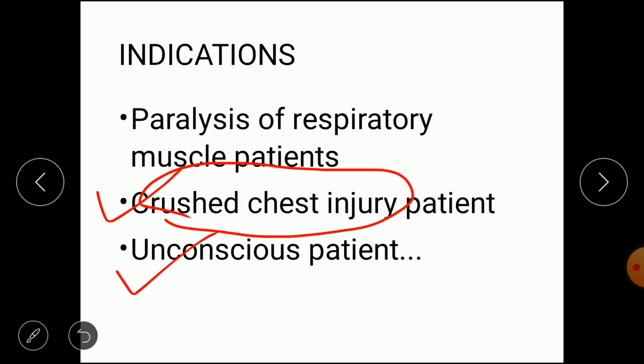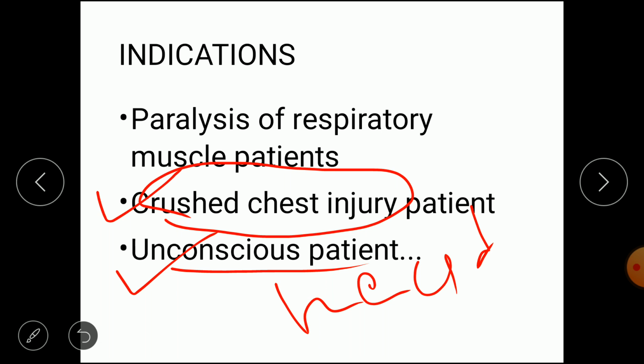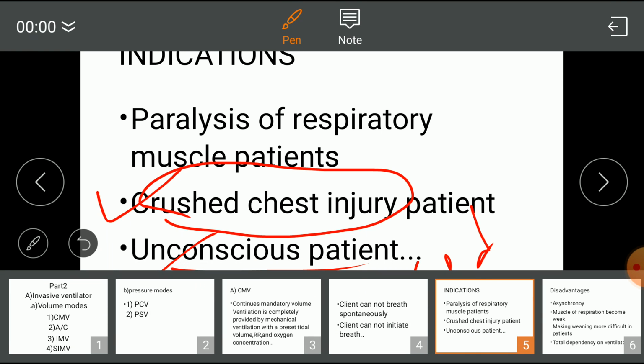And in unconscious patients, that means if the patient is in a coma stage or had a severe head injury, or TBI, that means traumatic brain injury, in that patient the CMV mode is useful.